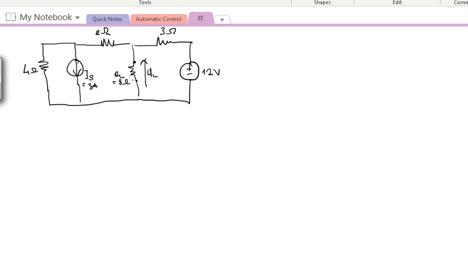It can be any resistance, any load, but I decided to put something to make it easier to calculate. But even if it wasn't there, you can also calculate. So now what we want to do, of course, is find URL, right? Find the voltage across the resistance RL.